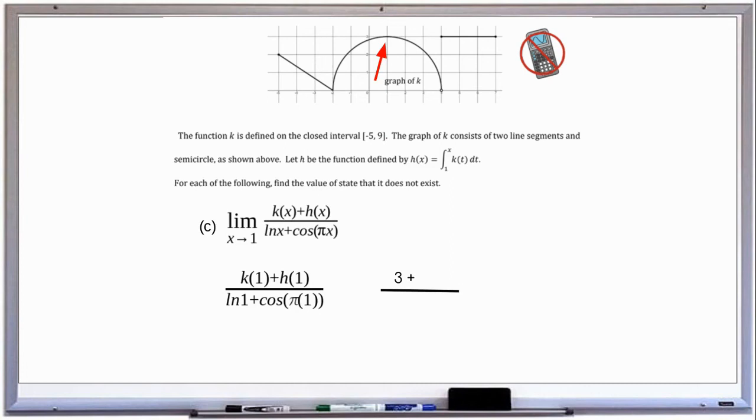So 3 plus our h of 1, which is that function, h of x equals the integral from 1 to x of k of t dt. You just plug 1 in for x, and from 1 to 1 there's no width, so it's just 0. Then the natural log of 1 is 0, and cosine of pi is negative 1. So that'll equal 3 over negative 1, which equals negative 3. So that is our answer.